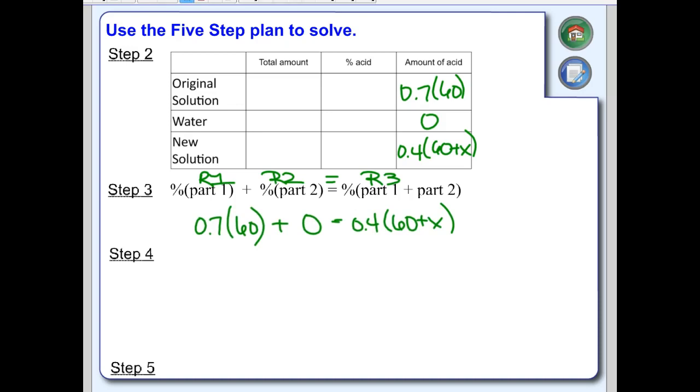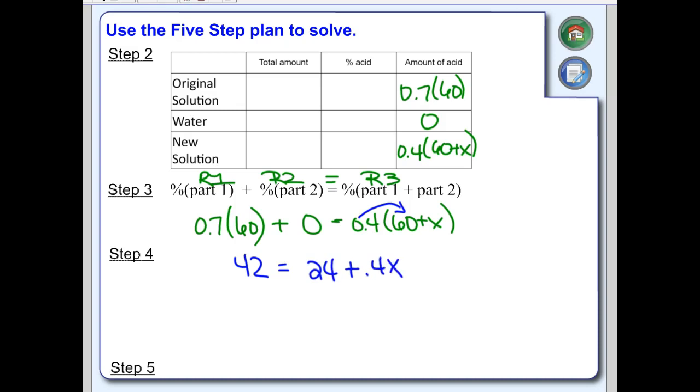Well, what's 0.7 times 60? 42. I'm not going to worry about that plus 0 because anything plus 0 is itself. And now 0.4 times 60. 0.4 times 60 is 24 plus 0.4x.